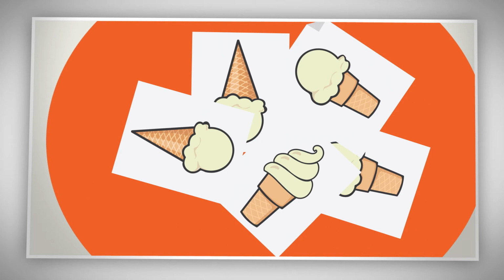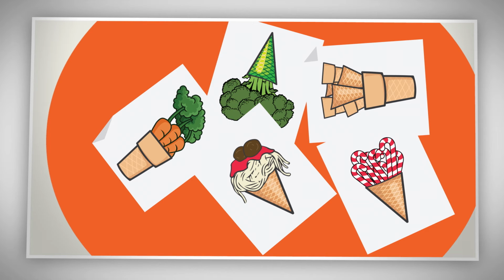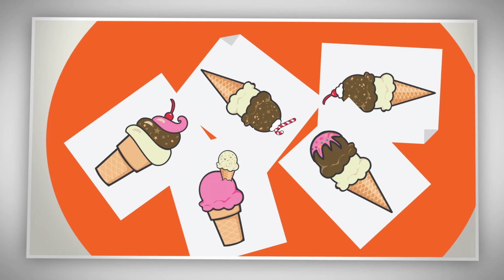The first third are the usual and expected ideas. Second third are the weird, wild, and impractical ideas. And the final third are the interesting and innovative ideas that lead to breakthroughs.